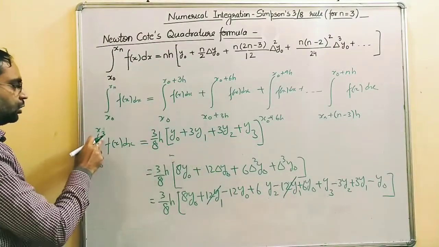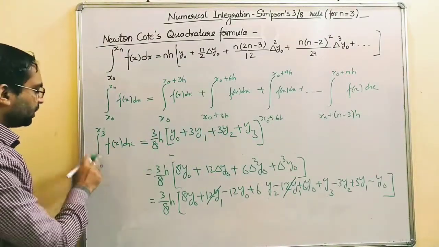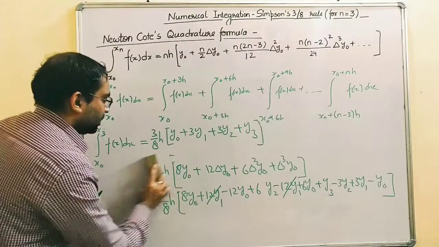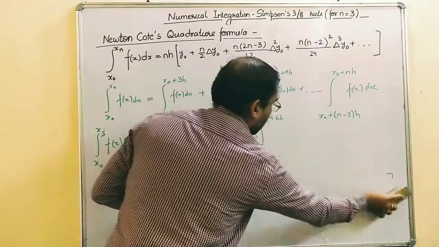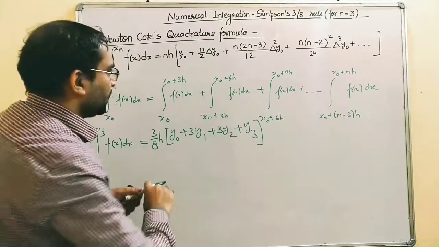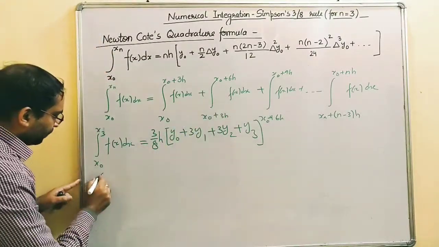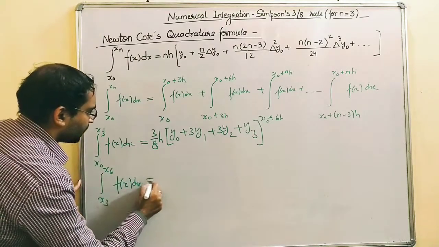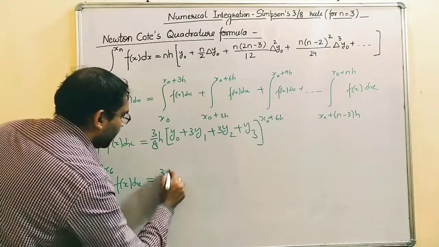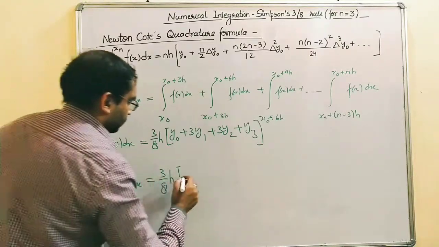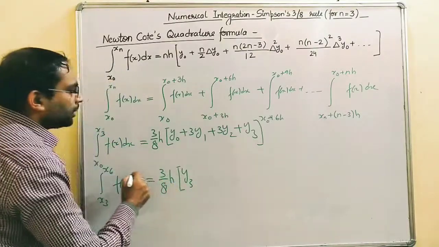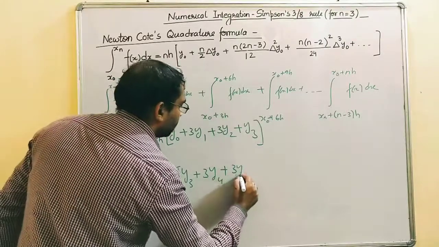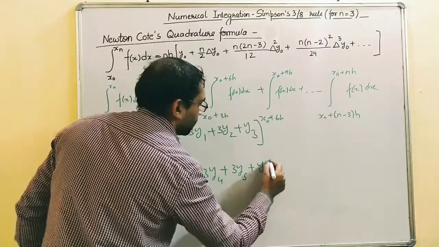So this is the formula for the integral of fx dx from x0 to x3, or we can say x0 to x0 plus 3h. This is the solution for the first subinterval. In a similar way, we can write the solution of the further subintervals. Let me write the solution of this second subinterval. This will be the integral from x3 to x6 of fx dx. Now this will be 3 upon 8h times y3 plus 3y4 plus 3y5 plus y6.